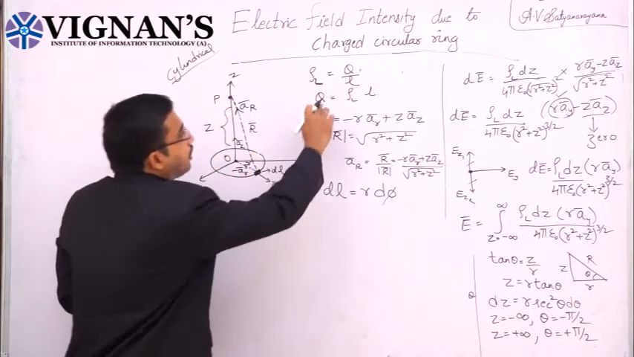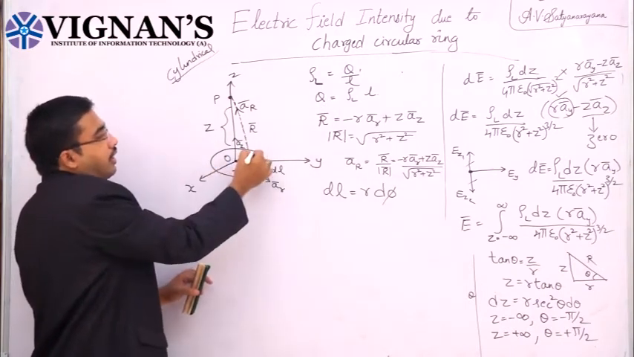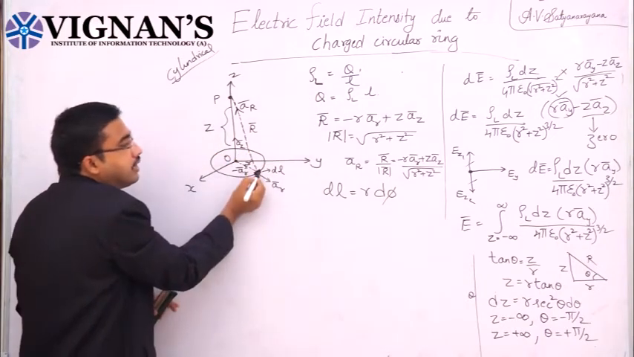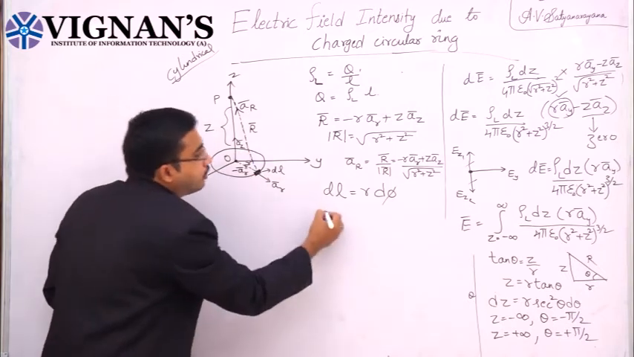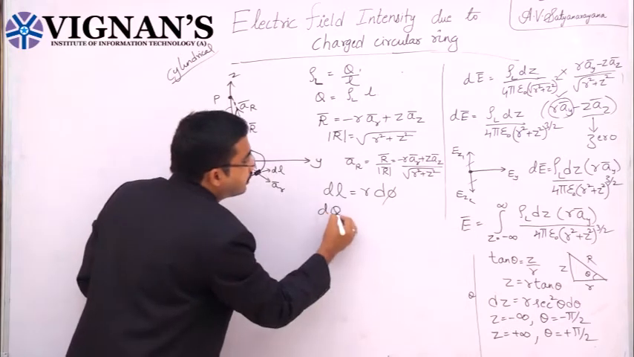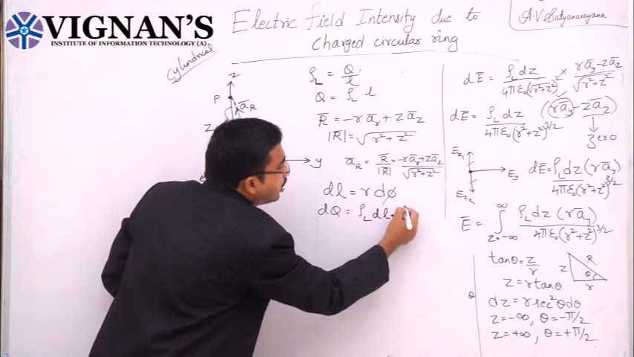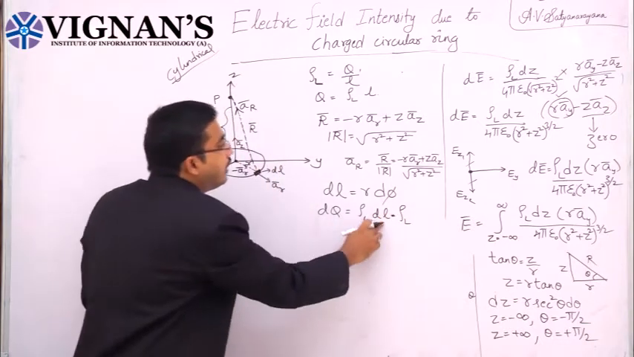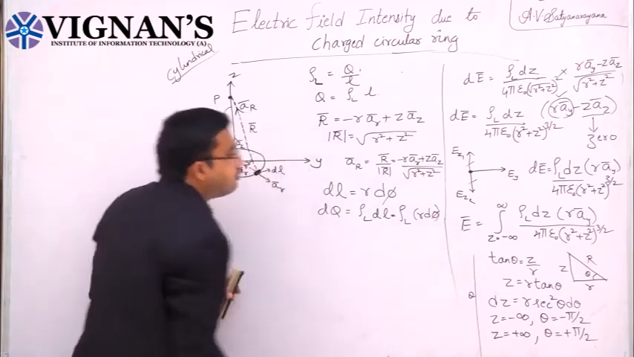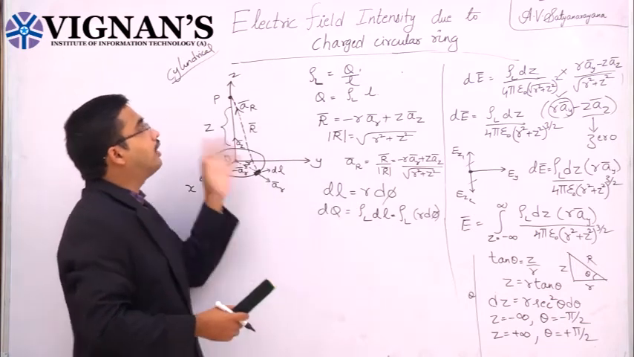Now for the complete charge Q in this charged circular ring, we are considering a line charge whose charge density is rho L. But as we are considering only a differential length, we should take a differential charge dq, which is equal to rho L into dl. That means rho L into r d phi. This is the expression for the differential charge.